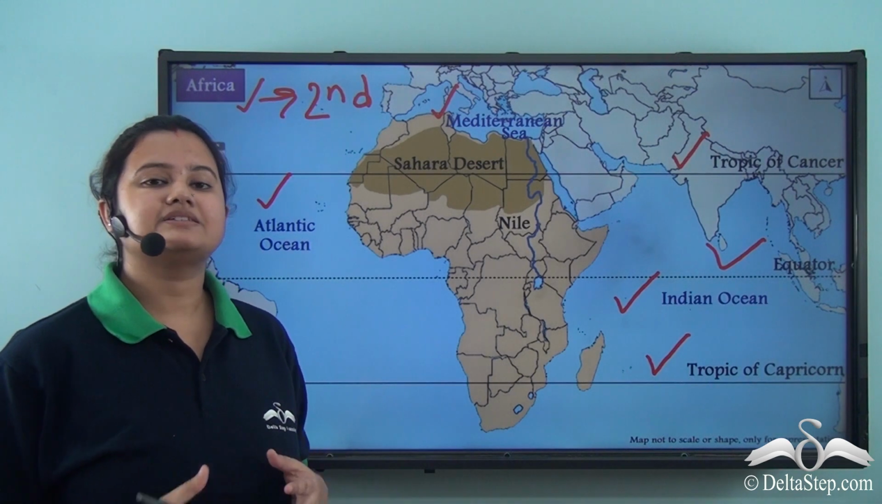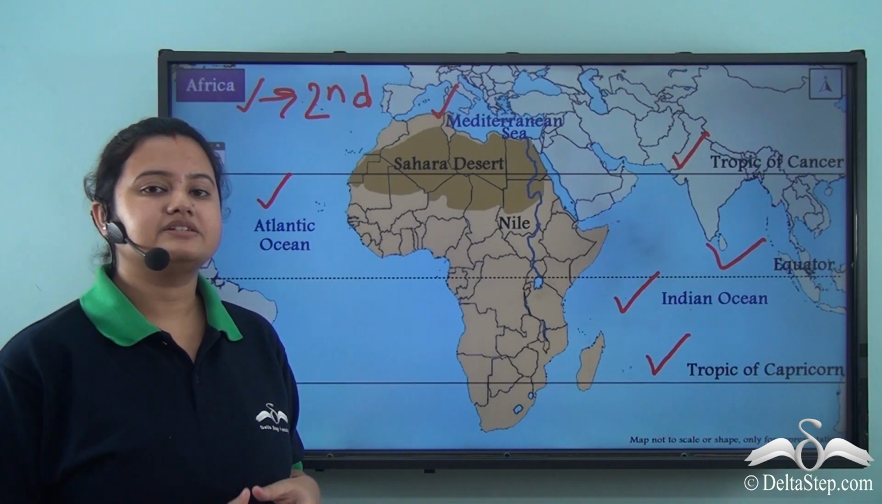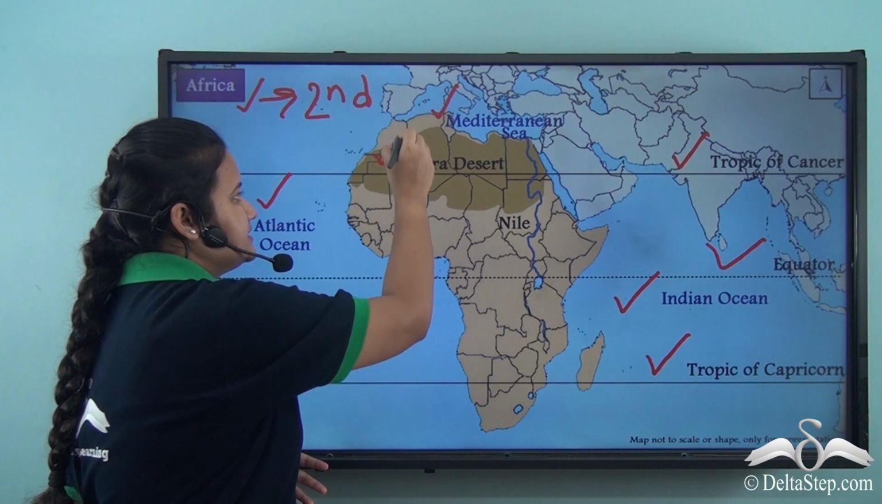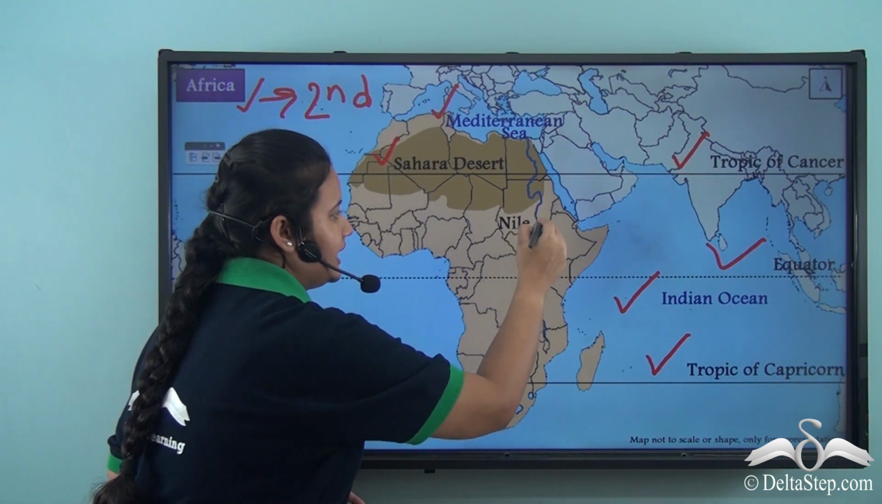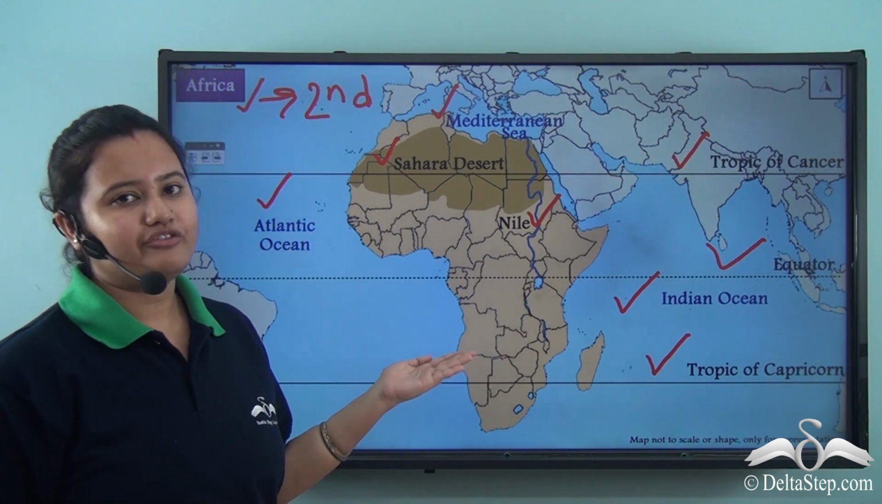This continent consists of the largest hot desert in the world, that is the Sahara Desert, and even the longest river in the world, that is River Nile, also lies in the continent of Africa.